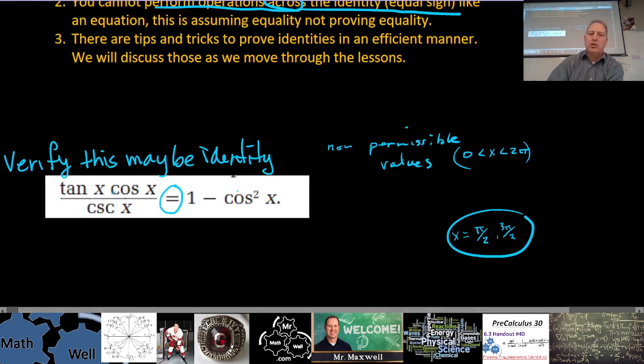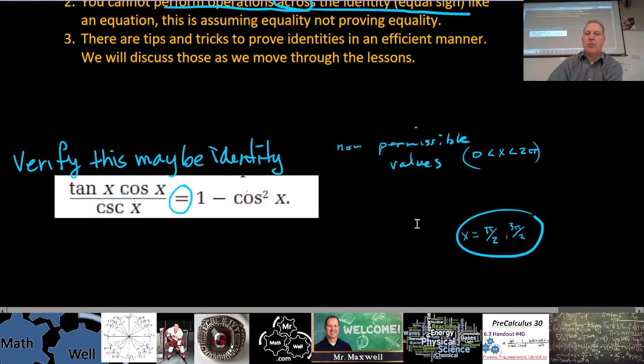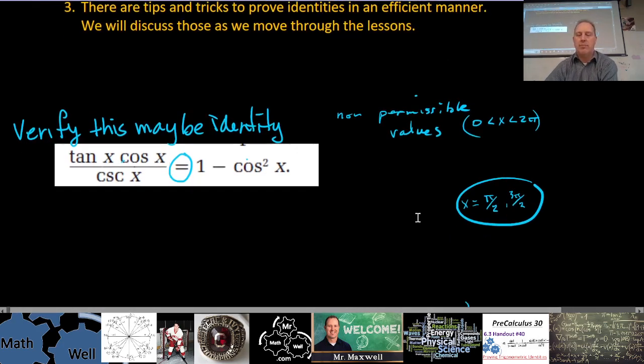Okay, so just a tip on verifying. I don't really want to spend much time on this. But if you're asked to verify, and in section 6.3 you might be, that means you pick a value that is permissible and you test both sides to see if this might be an identity. I'm just going to show you the finished product for this.